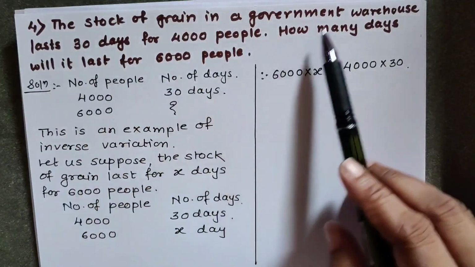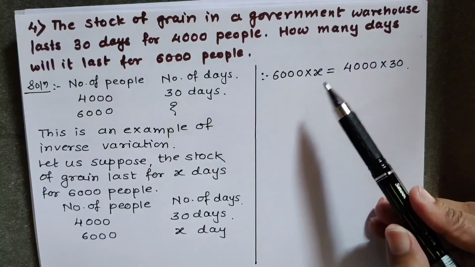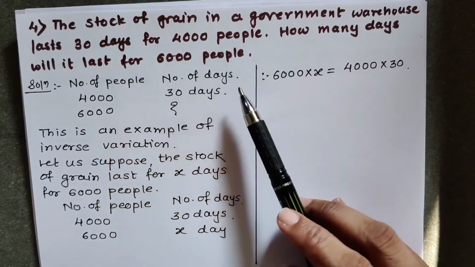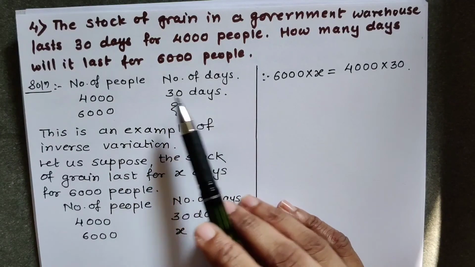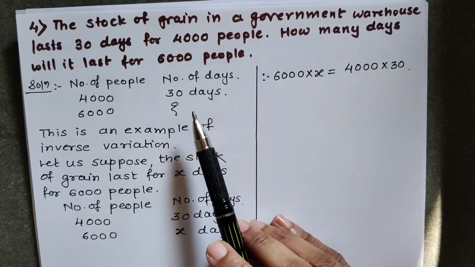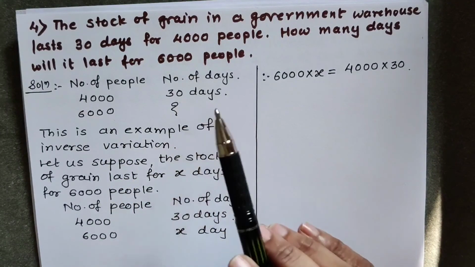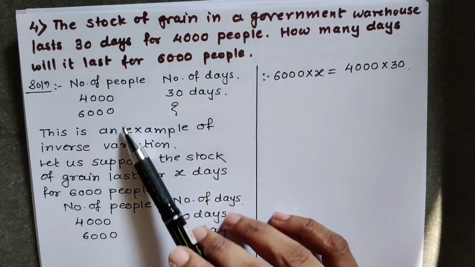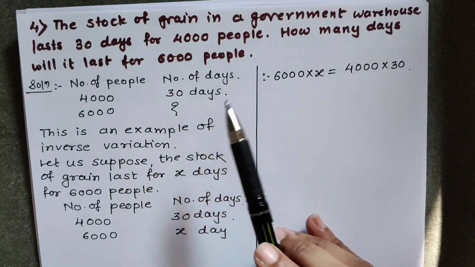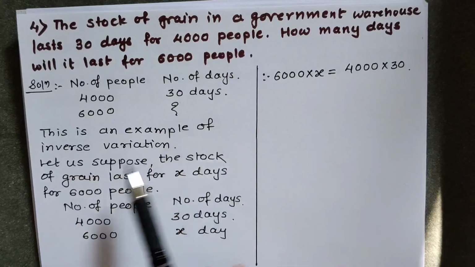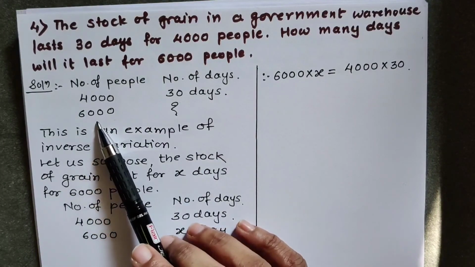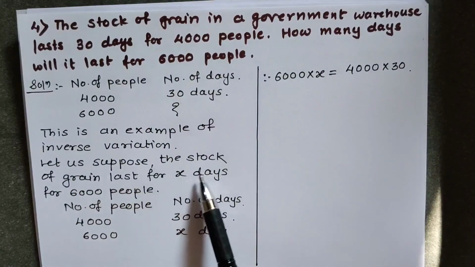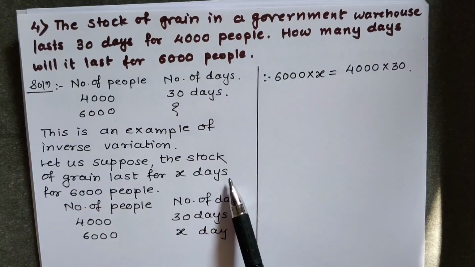From the question only we will get the idea what type of proportion is there between number of people and number of days. So 4,000 people eat the grain in 30 days. 6,000 people will eat the same amount of grain in less number of days. So number of people are increasing, number of days are decreasing. That means this is an example of inverse variation. We don't know how many days are required for 6,000 people. So let us suppose the stock of grain lasts for X days for 6,000 people.